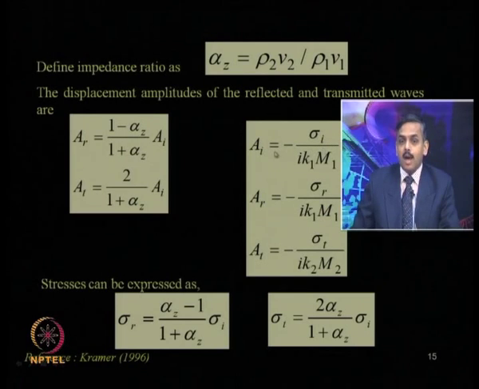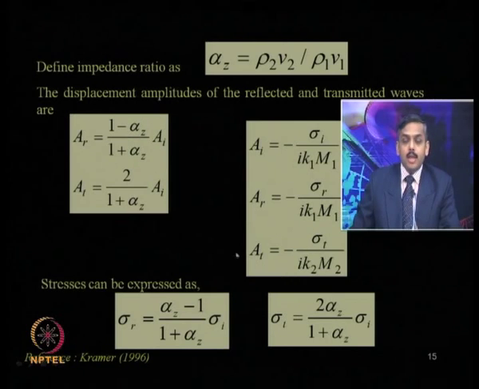So, this is the stress amplitude. This is how the displacement is related to the stress amplitude in this format, that we have already seen the derivation of in the previous lecture. Also, the reflected wave displacement amplitude is related to the reflected wave stress amplitude in this form, and the transmitted wave displacement amplitude is related to the transmitted wave stress amplitude in this form, through their modulus. Okay? Now, stresses can be expressed in a similar fashion through this impedance ratio. The reflected wave stress can be obtained using this relationship for a given stress amplitude of the incident wave. Also, the transmitted wave stress amplitude can be obtained from the incident wave stress amplitude through this impedance ratio.